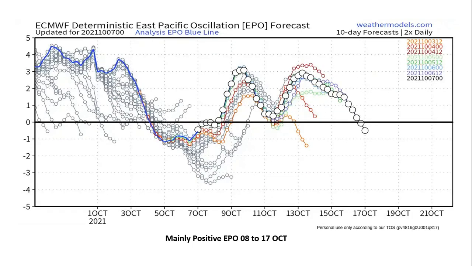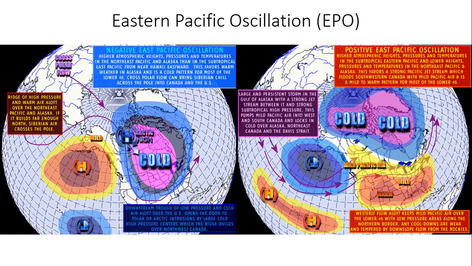Let's take a look at the European deterministic EPO forecast out through 17 October. It's looking mainly positive. Positive EPO from the 8th to the 17th of October. So when we talk about positive, we'd expect that area of low pressure to be in the Gulf of Alaska. So just keep that in mind.